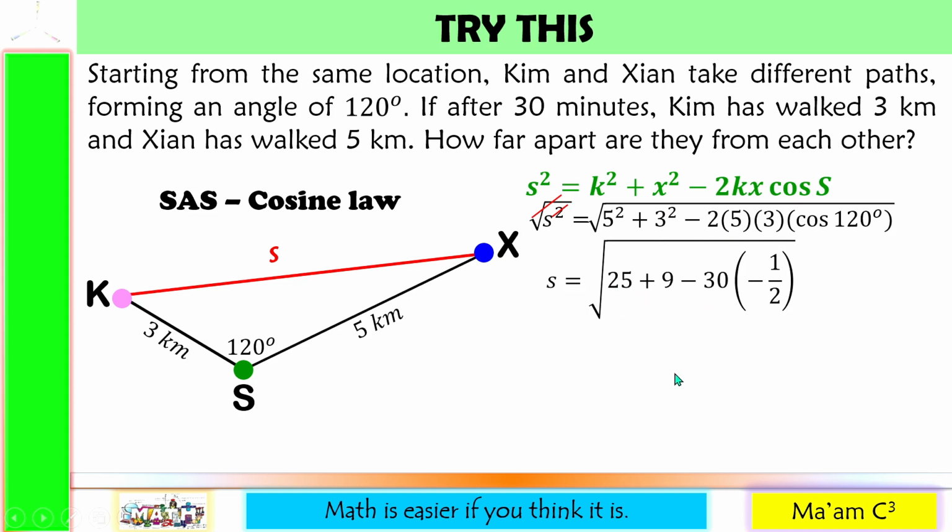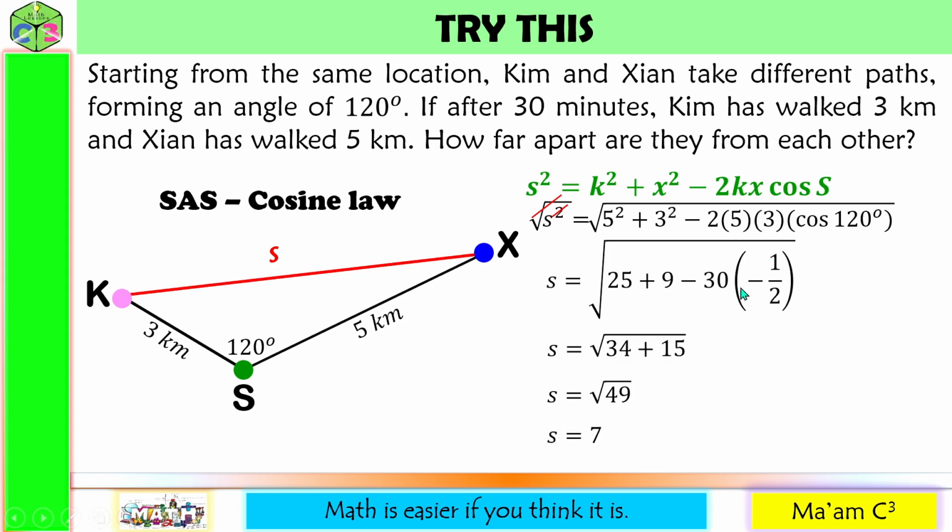25 plus 9 is 34. Negative times negative is positive. 30 times 1 is 30 divided by 2 is 15. 34 plus 15 is 49 and the square root of 49 is 7.